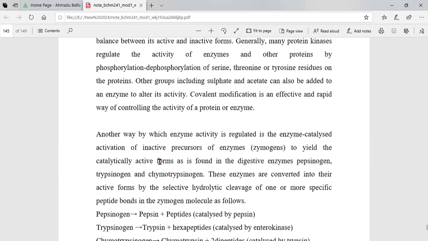Although there are other ways by which enzyme activity is regulated, you can say activation of inactive precursors of enzymes, which are zymogens, to yield the catalytic forms is found in digestive enzymes: pepsinogen, trypsinogen, chymotrypsinogen. These are converted into their active forms by selective hydrolytic cleavage of one or more specific peptide bonds in the zymogen molecule. So a zymogen is an enzyme in its inactive form.